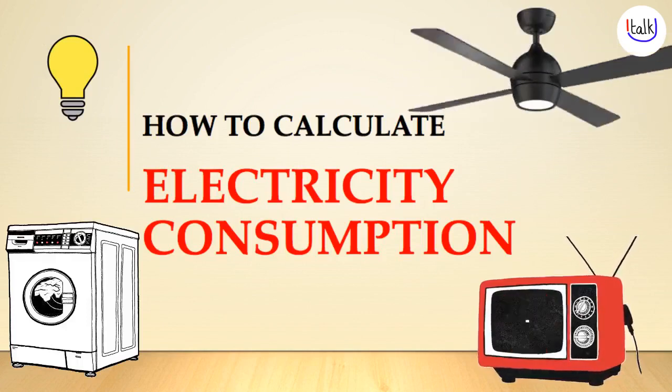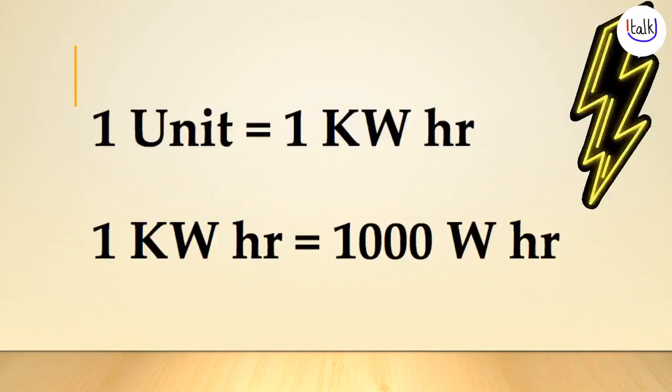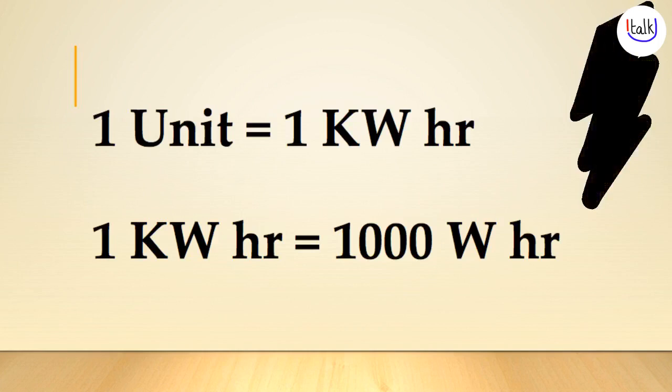How do we calculate the electricity consumed by the electric utilities? Well, that's what we are going to see in this video. To begin with, what is a unit? 1 unit is nothing but 1 kilowatt hour. 1 kilowatt hour equals 1000 watt hour. Remember this. You may have to recollect this in the later part of the video.